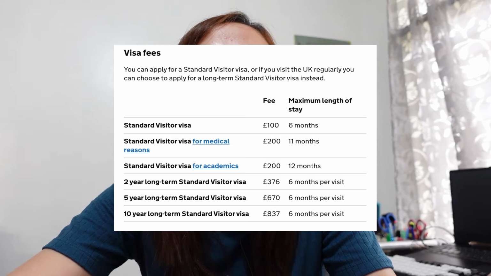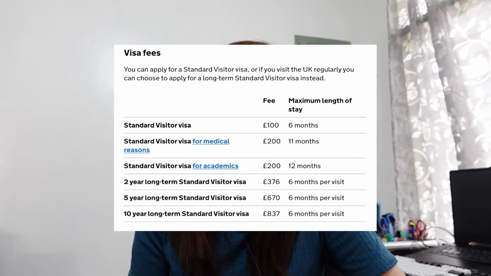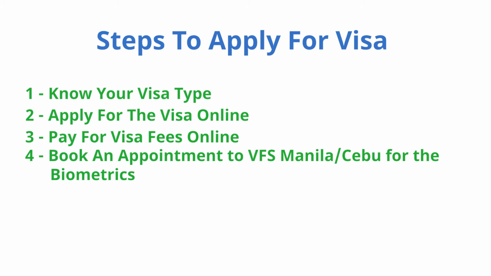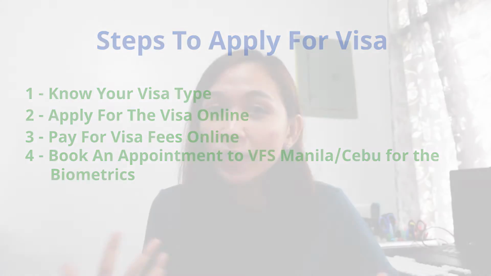After you have paid for your visa fees, you need to book an appointment at VFS Makati, or there is one in Cebu. This is for your verification and for the biometrics: stamp, and then picture taking.